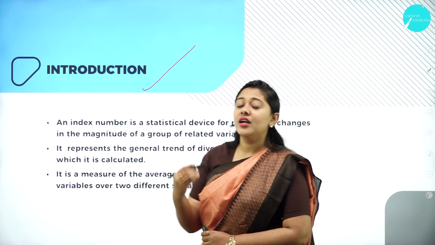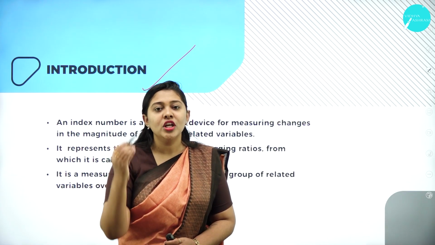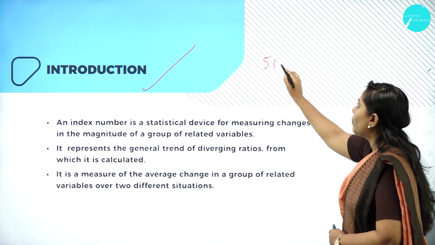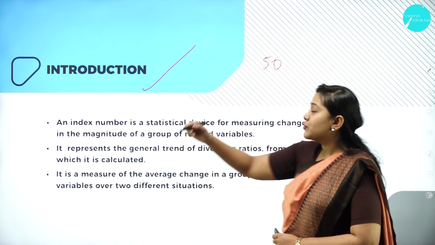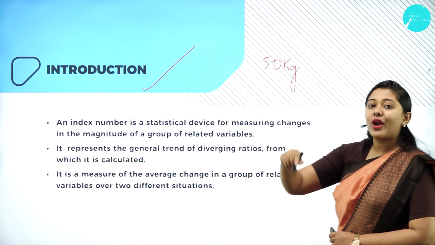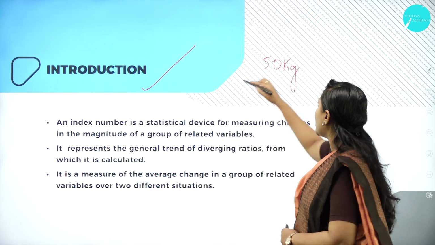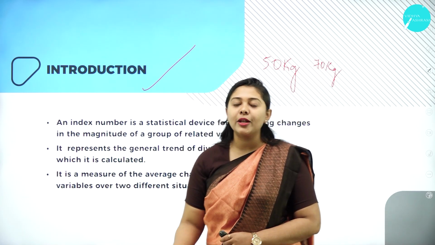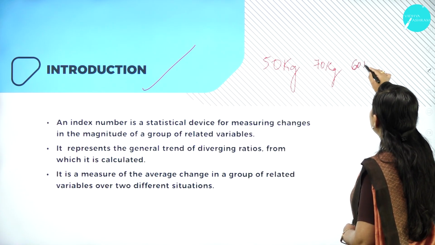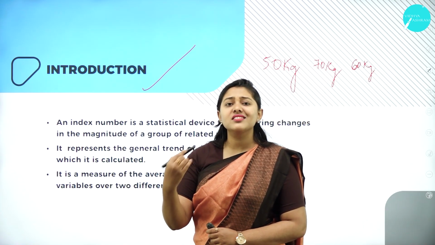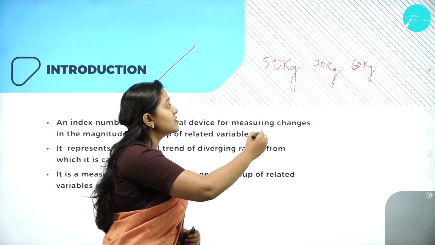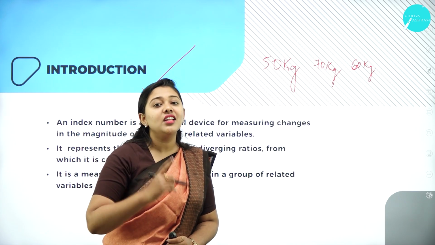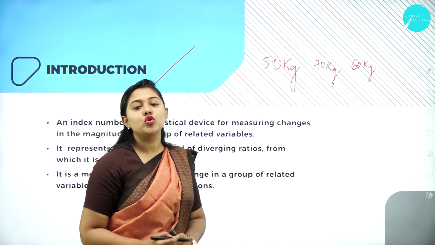So what is index number? Index number is a statistical tool which studies the changes. Let's assume today's price of a tomato is 50 rupees per kilo, and after 1 week if you go, the price of a tomato will be how much? It will be around 70 rupees per kilo. Again, if you go after 1 month, it might be 60 rupees per kilo. So what are these changes? How can we study the changes in this kind of prices? The changes can be studied in a single value. That value will be given through your index number.